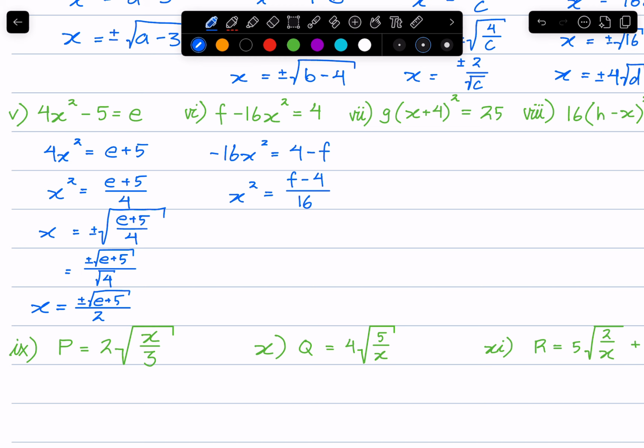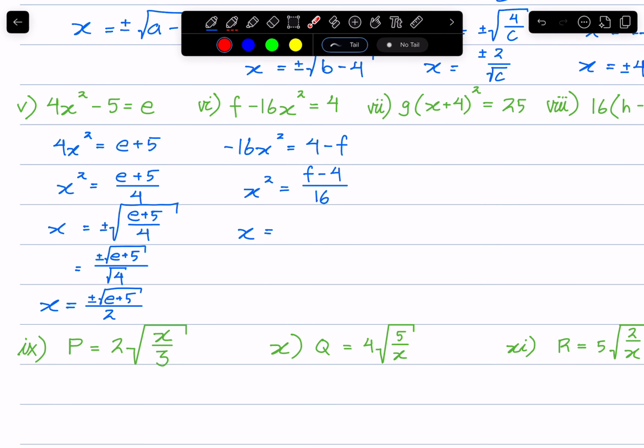And once again, here's that square root one more time. We get that x equals, and I'm immediately going to skip to this step here. But remember, you have a big square root like this. So this becomes, oh, actually, I will keep it as a big square root like this, f minus 4 on 16.